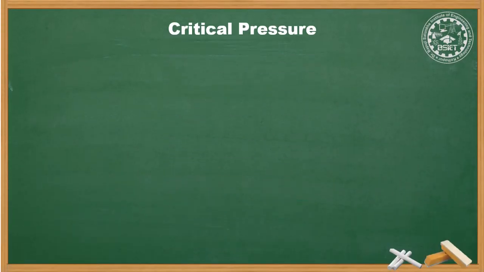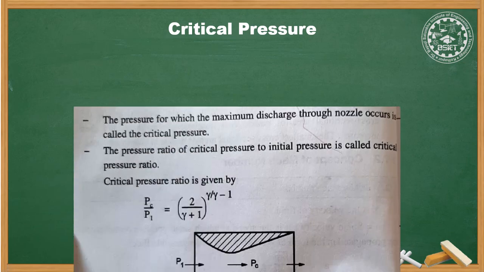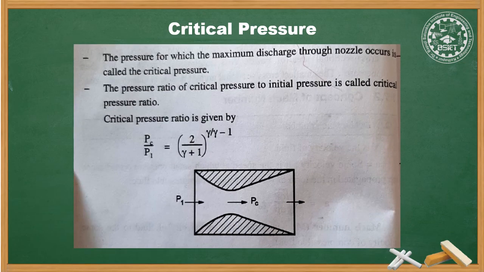Next point, the critical pressure. As shown in the figure, the pressure for which maximum discharge through the nozzle occurs is called the critical pressure. The ratio of critical pressure to initial pressure is called the critical pressure ratio. The critical pressure ratio is used for calculating the maximum discharge through the nozzle.